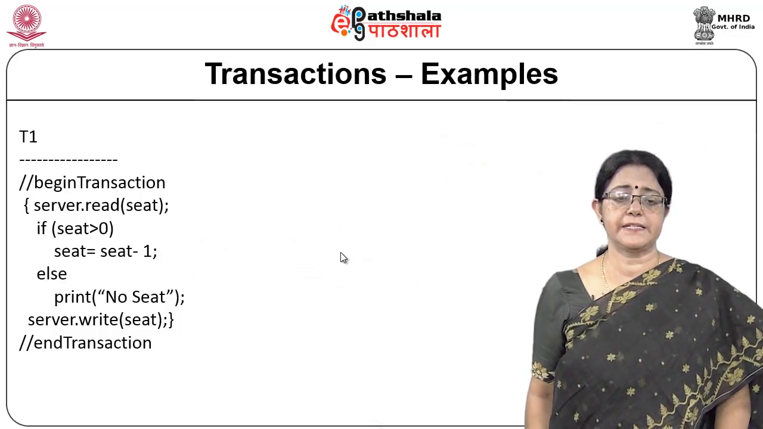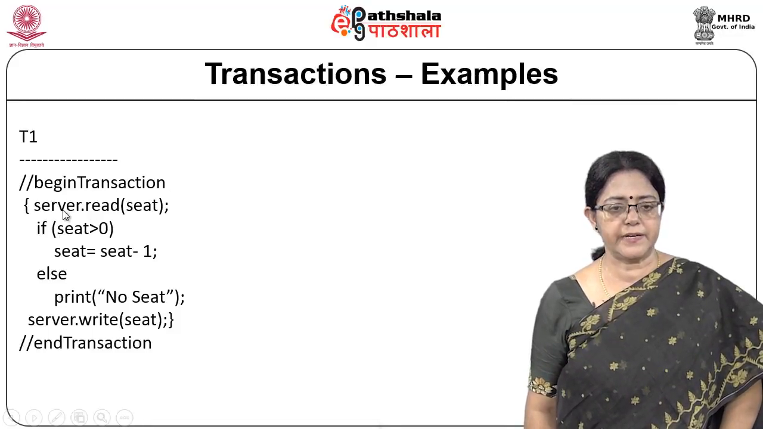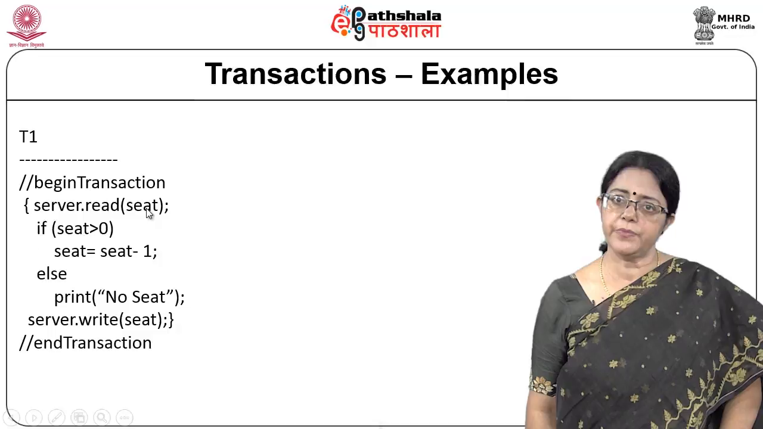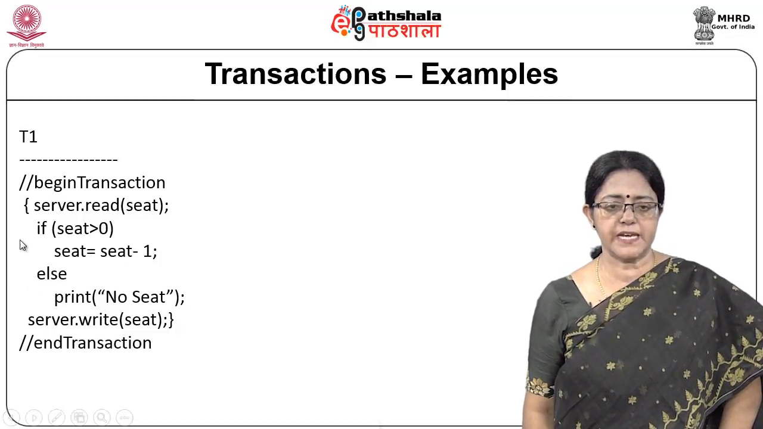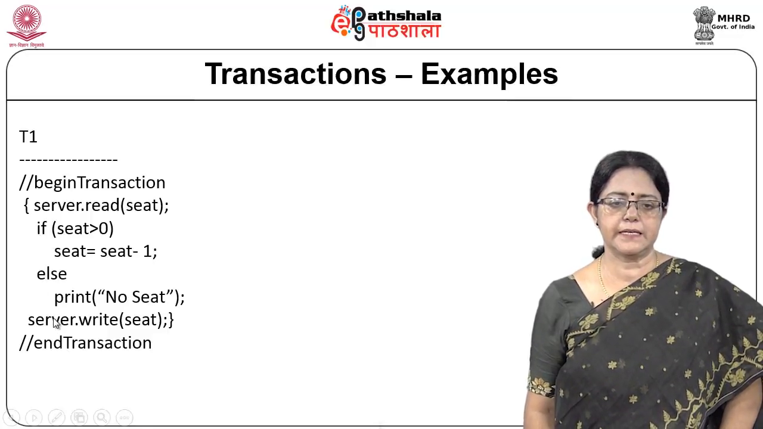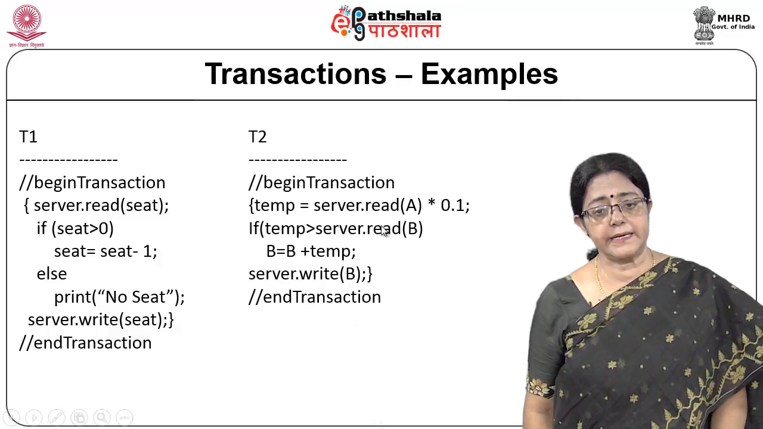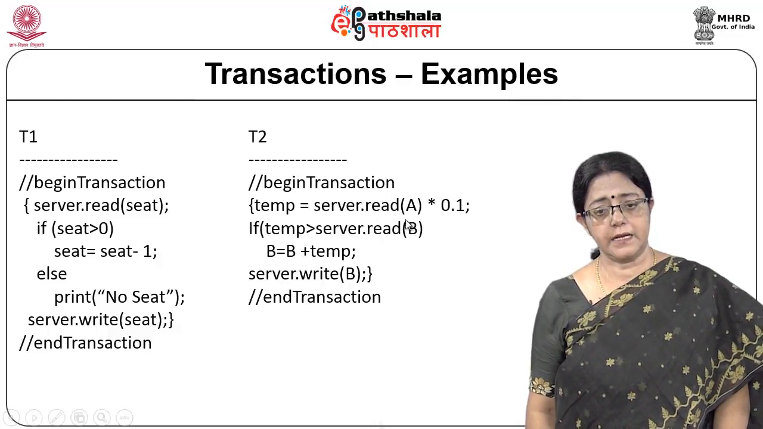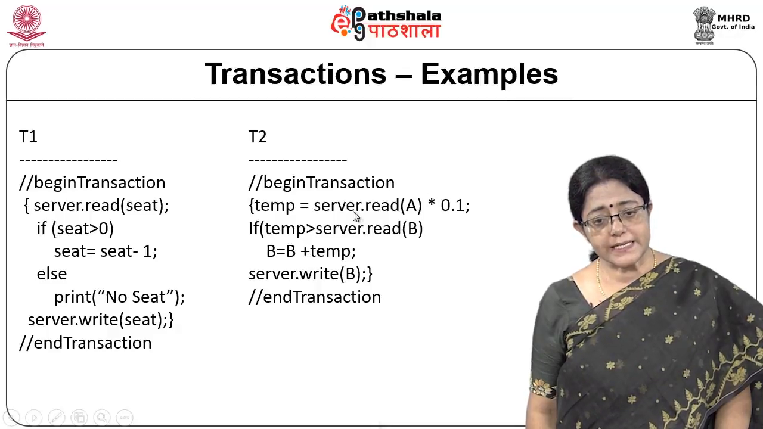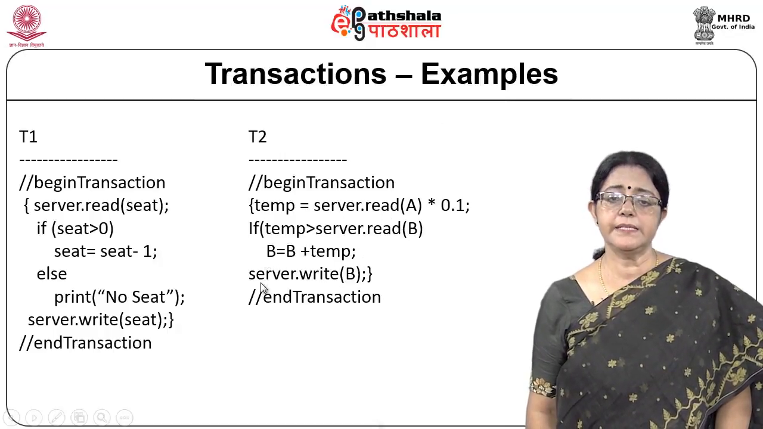So, here is an example of a transaction. T1 is a transaction. If we look at it, we see that there is a server read, so the data comes from the server, and then there is an if statement which increments or decrements the value of the seat, or it prints something. In case there is a change, it writes back. Another example is where there is a read, and after reading the data is changed, and based on this change, another read is happening and another change is happening, and the value is going back to the server.